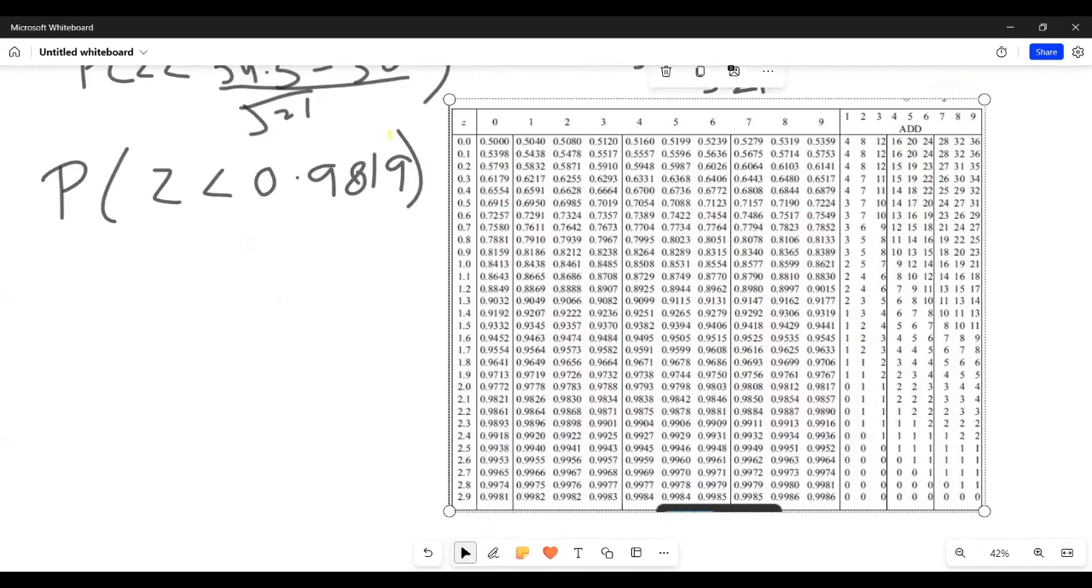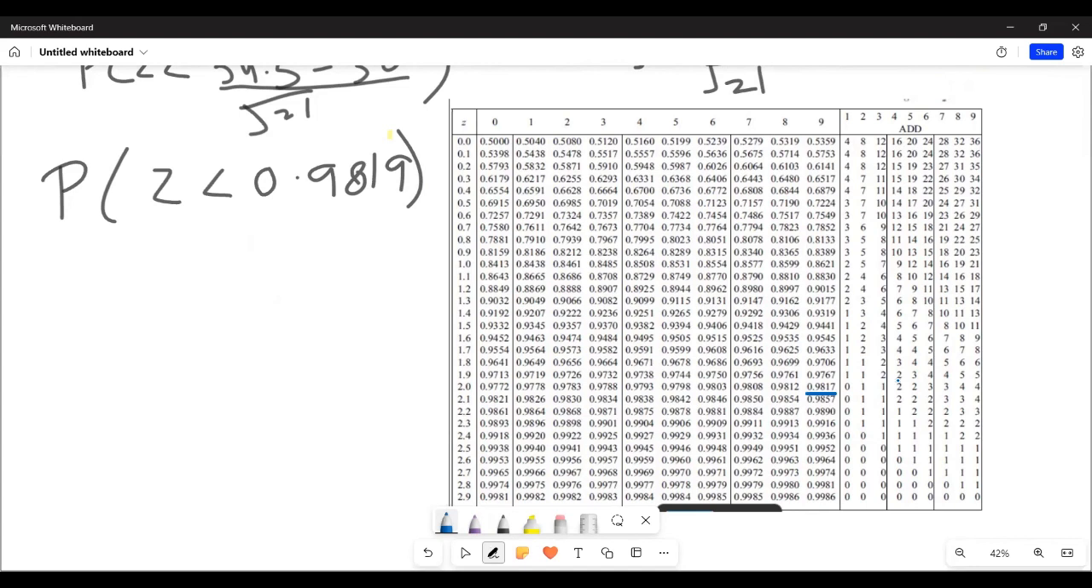0.9819. 0.9817, and we need to add 2 to it, so it's the closest 2. So 0.9819 would be 2.094.